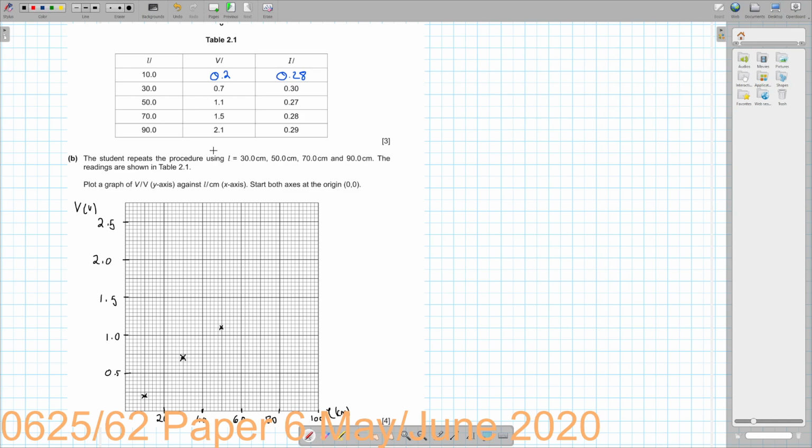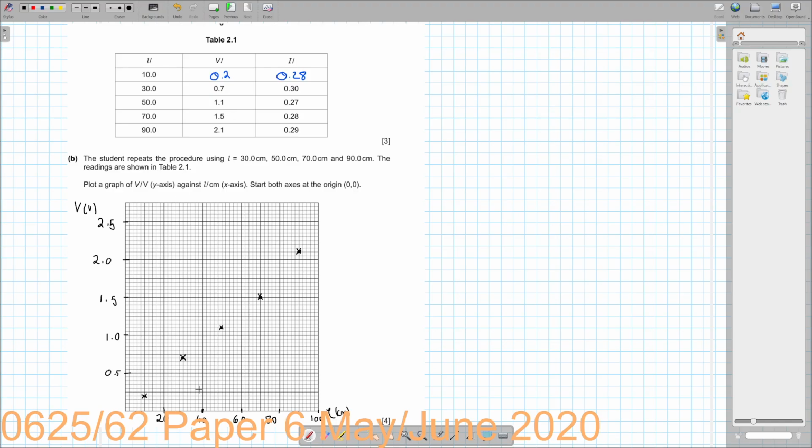70, 1.5. 1.5 is over here. 90, 2.1, so you go to 90, which is over here. 2.1, so it's going to be up here.